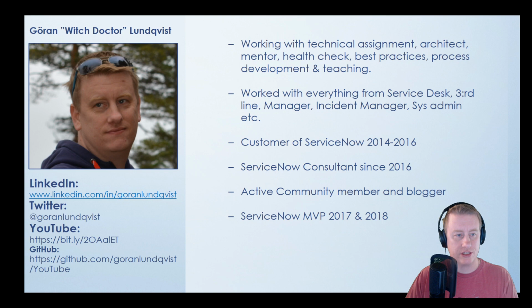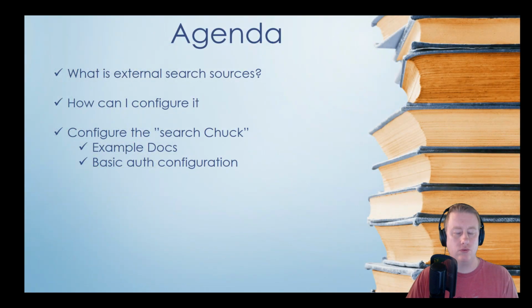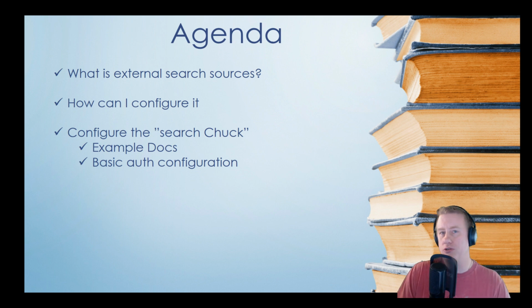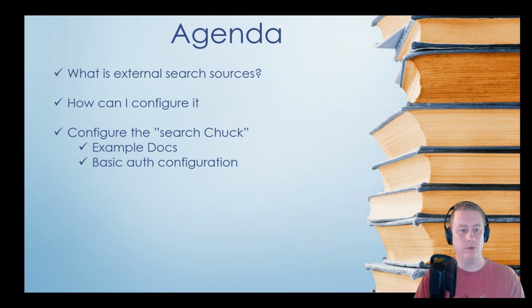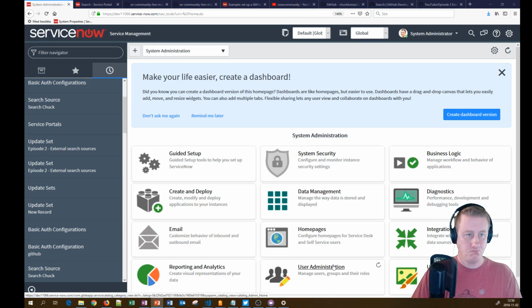But let's skip me and move on to what we're going to talk about today. We're going to talk about what we can use the external search sources for and how we can configure it. Then I have done something called the search shock, and you'll see what that search source does. An example from documentation, and then we're also going to step into the basic authentication configurations to make it a little bit slimmer and easier to use. So let's get into our instance.